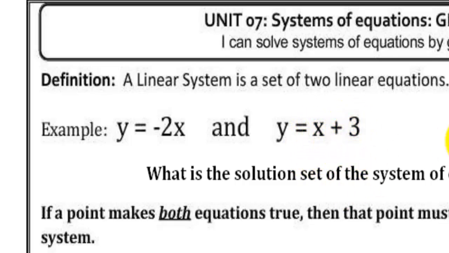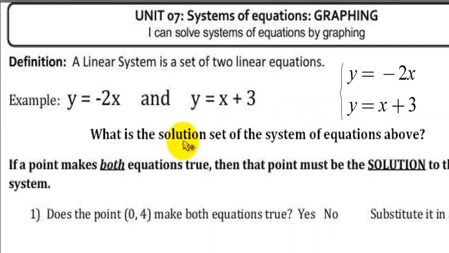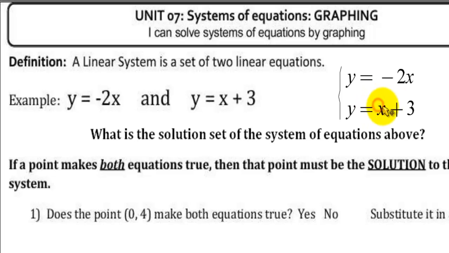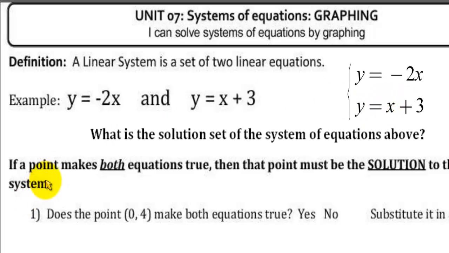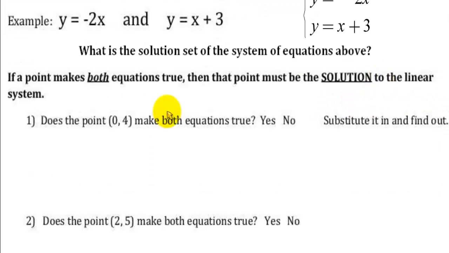A linear system can also be written in this format. So what is the solution set of this system of equations? If a point makes both equations true, then that point must be the solution to the linear system. Let's try to find the solution set of this system. Does the point (0, 4) make both equations true?